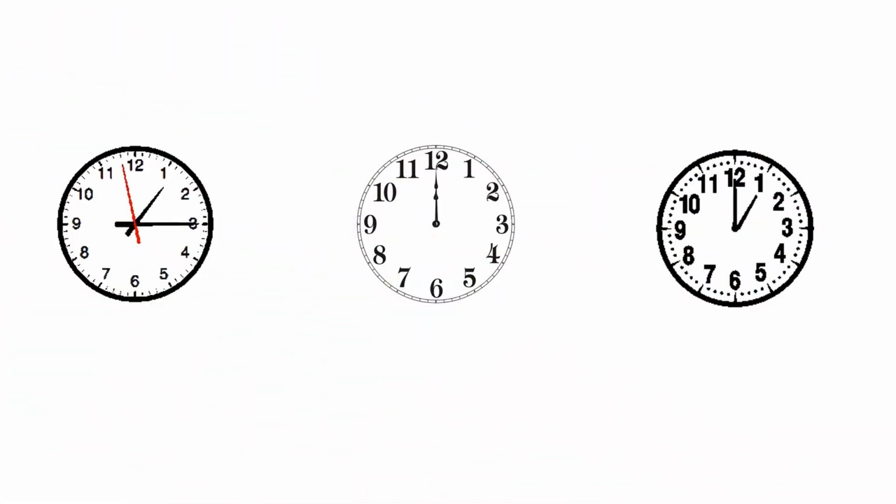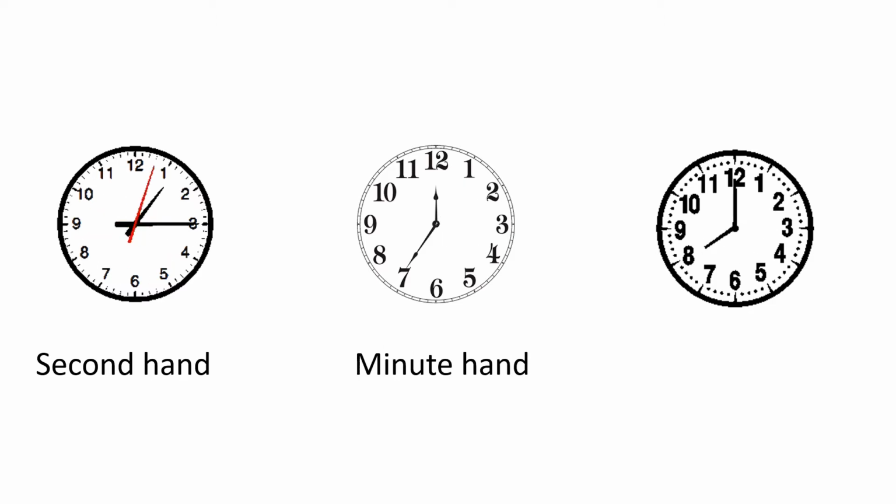Can you see the clocks on the screen? Yes. There are 3 needles in the clock. The red needle, can you see, that is called second hand. Now observe the second clock. There are 2 hands in this clock. The bigger hand, can you see, which is moving around? That is called minute hand.